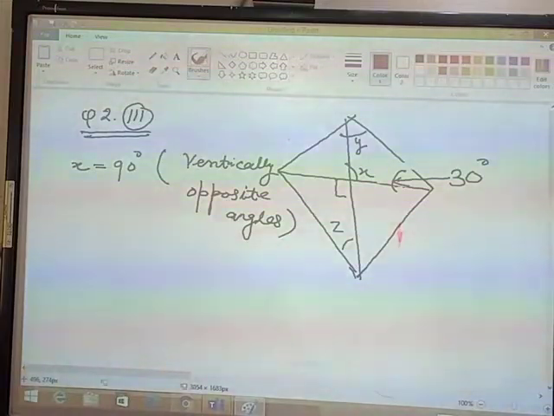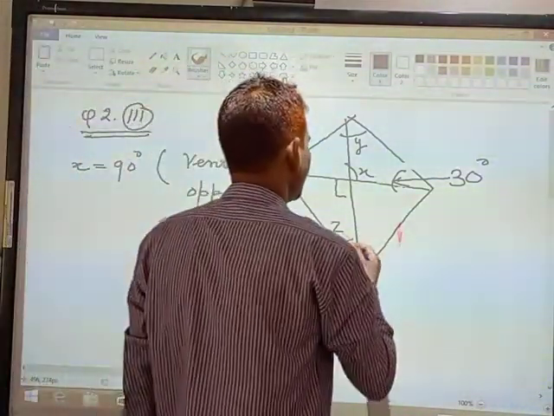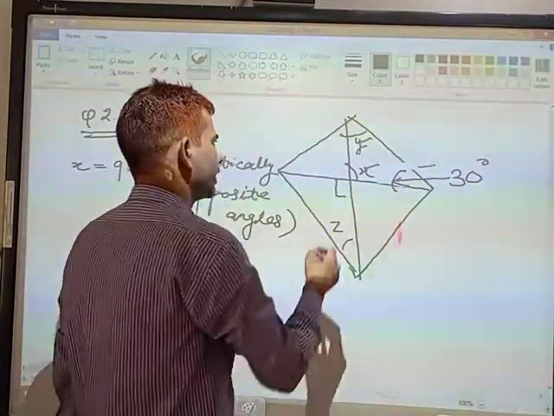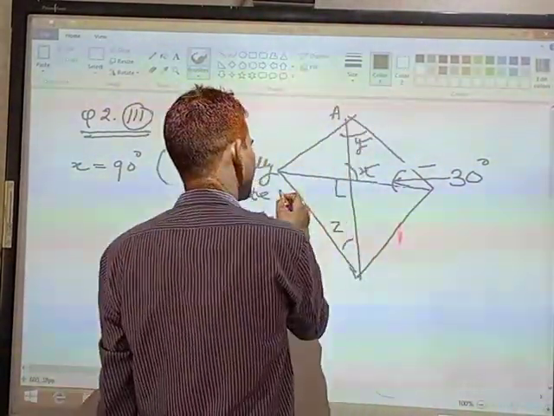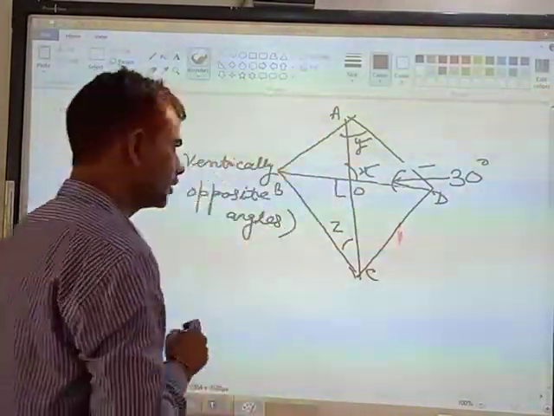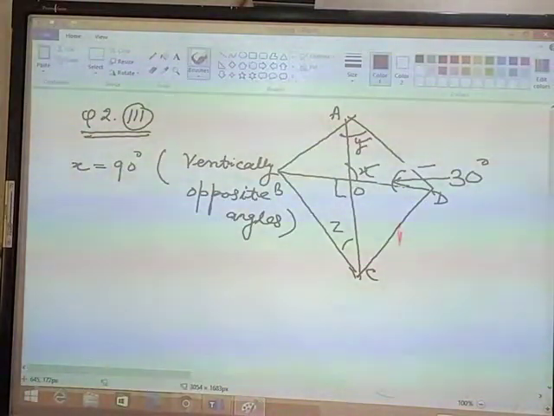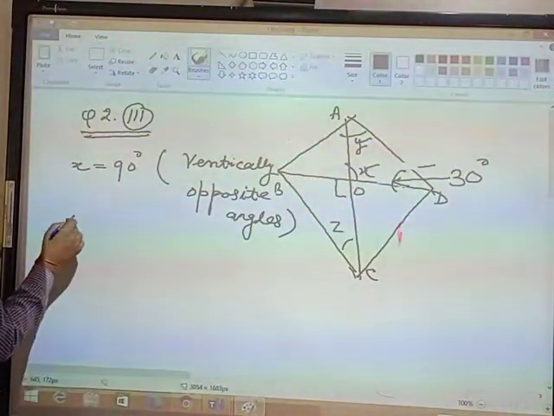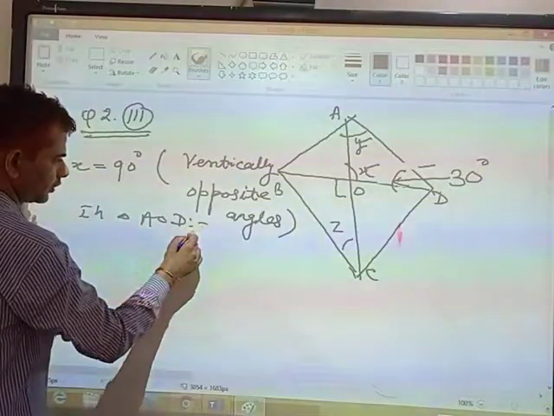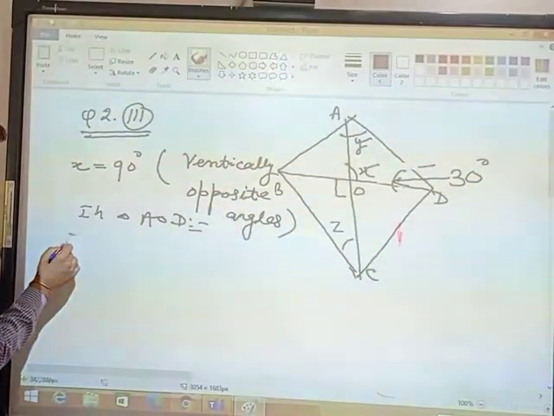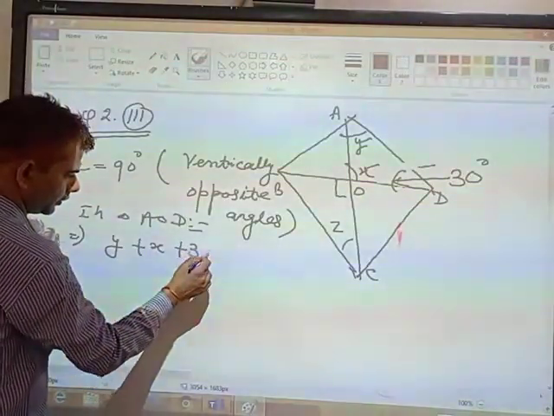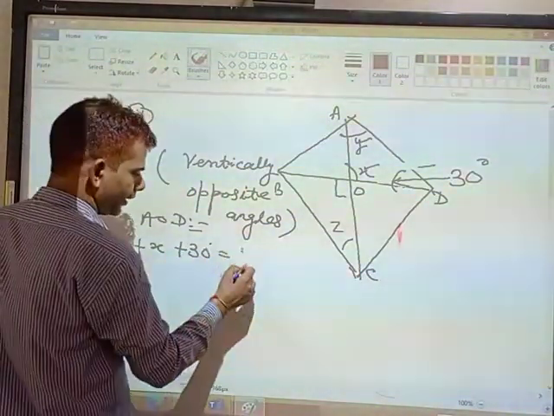Now, students, x is your 90 degree. Now, y plus x plus 30 degree. It is your parallelogram ABCD, and the intersection point is O. Now, students, in triangle AOD, y plus x plus 30 degree is equal to 180 degree.